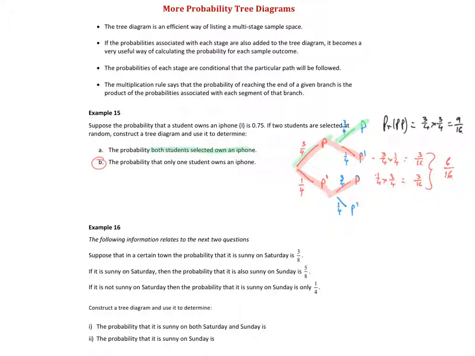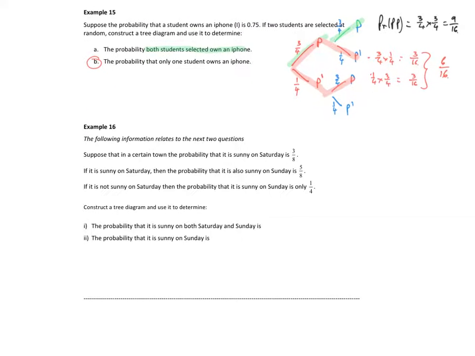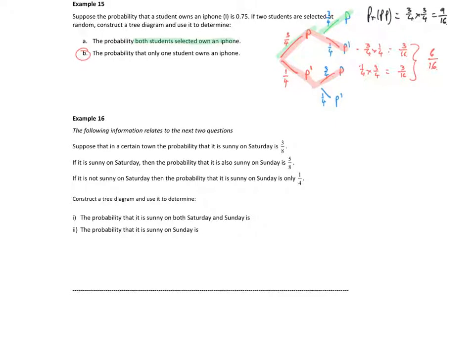All right. So let's have a look at example 16. Suppose at a certain town, the probability that it is sunny on Saturday is 3/8, and if it's sunny on Saturday, then the probability that it's also sunny on Sunday is 5/8. Okay, so we've got consecutive sunny days.